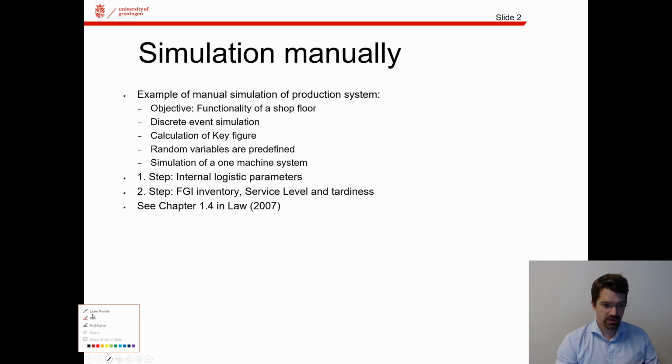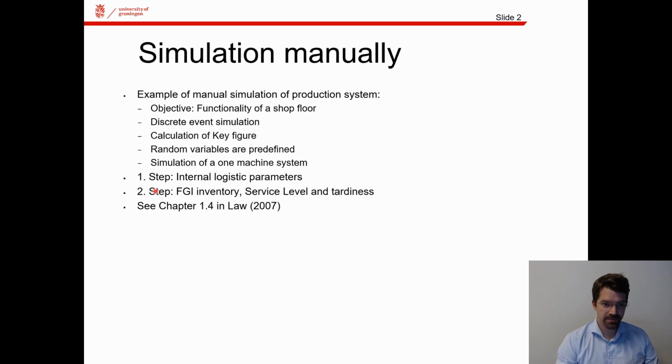I'm just going to activate the laser pointer. We calculate some basic key figures like average inventory, average WIP, average finished goods inventory, utilization, lead times, processing times. Then we are also going to discuss random variables. They are predefined in our example. And then we are going to simulate this one machine model.